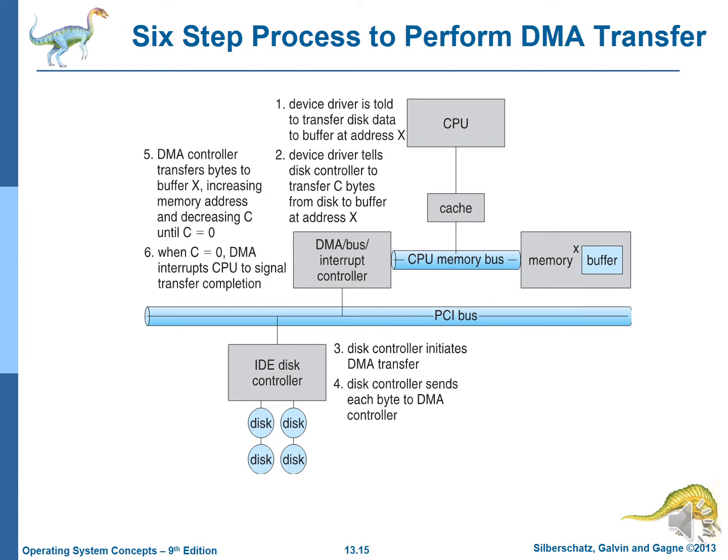Then the disk controller initiates the DMA transfer. The disk controller sends each byte to the DMA controller. The DMA controller transfers bytes to buffer X, increasing the memory address and decreasing C until C is equal to 0. When C is equal to 0, DMA interrupts the CPU to signal transfer completion.